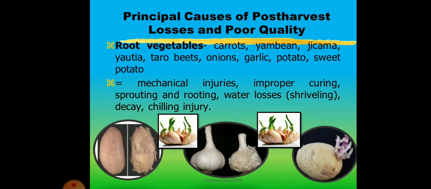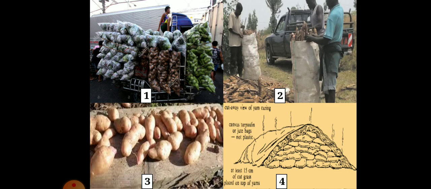Here is an improper practice. As you can see in the second image, they are packing the root crop, cassava, in a jute sack. This will cause the outer layer or skin of the root crops to be abraded. So that will cause damage to the root crop.